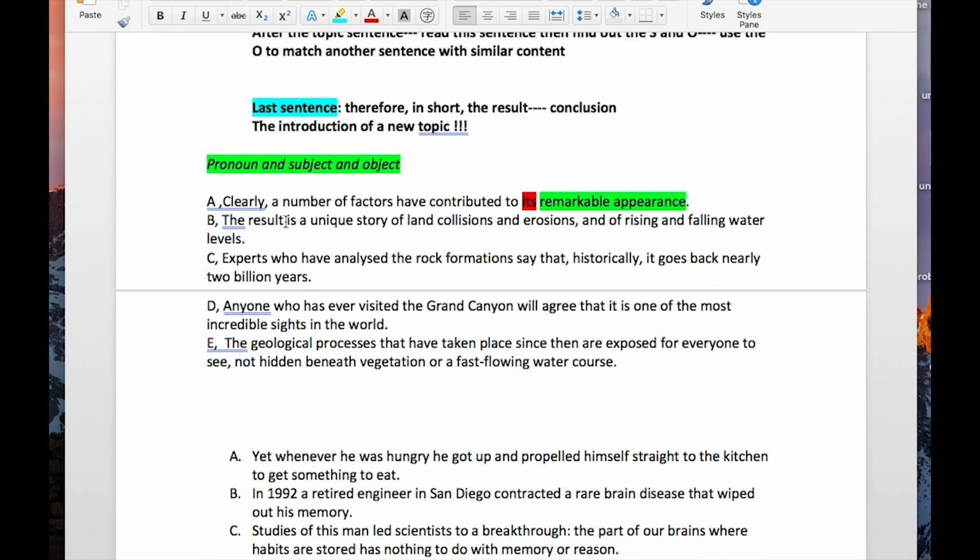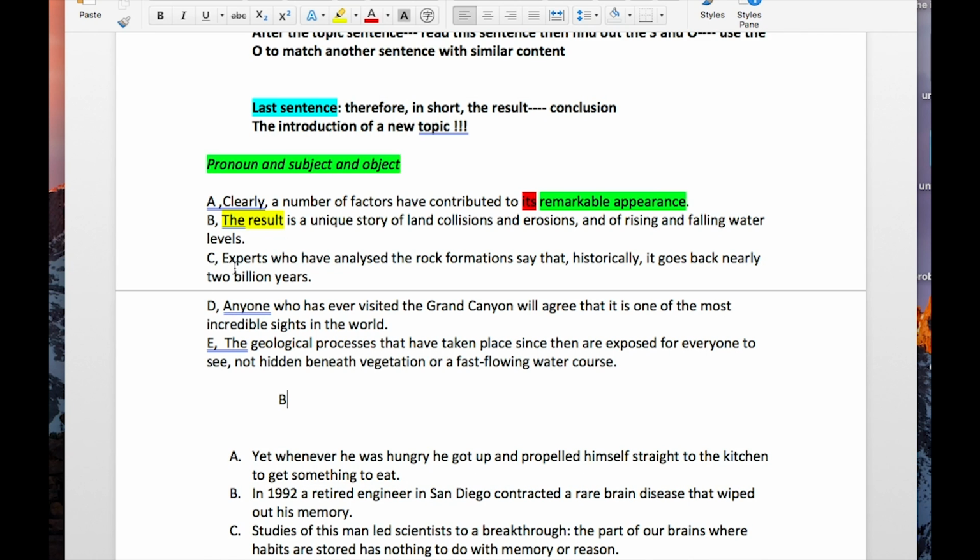Now we continue to read the second sentence. We have "the result." When we see "the result," normally we consider that as our last sentence. The result is what? A unique story of land cohesions and erosions and of rising and falling water levels. This sounds quite conclusive, so I will consider this as my conclusion sentence at the beginning. So I will put B here.